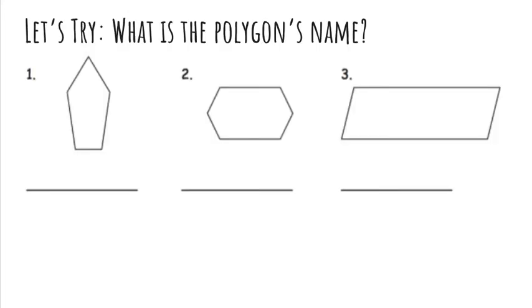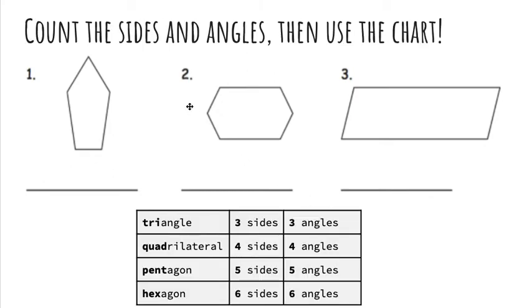So first, I just want you to try and find out what is the polygon's name. So look at each one of these shapes and write down the polygon's name. Remember, you're going to want to count the sides and count the angles, then use the chart.